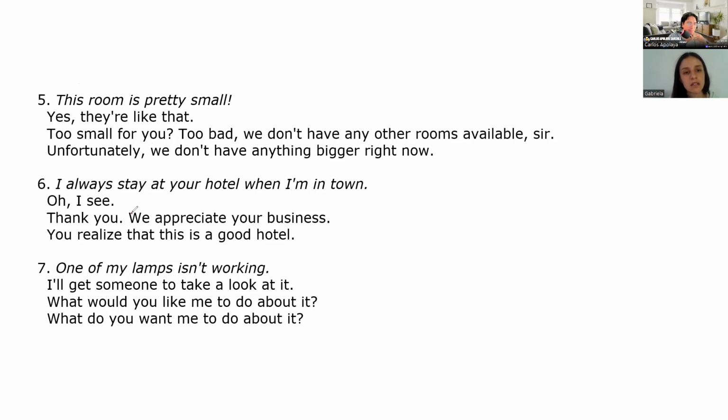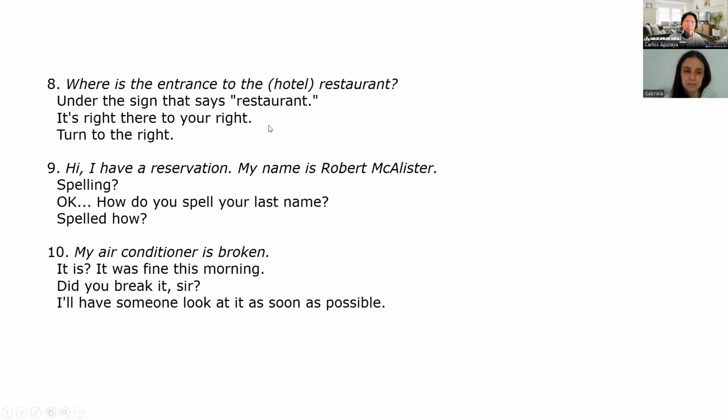Okay, let me check. One of my lamps isn't working. I'll get someone to take a look at it. As you can see here, we use the verb "get" a lot, right? I'll get someone, I'll get. You use "I'll get" all the time, and of course you can use the future: I will get. Don't forget about that.